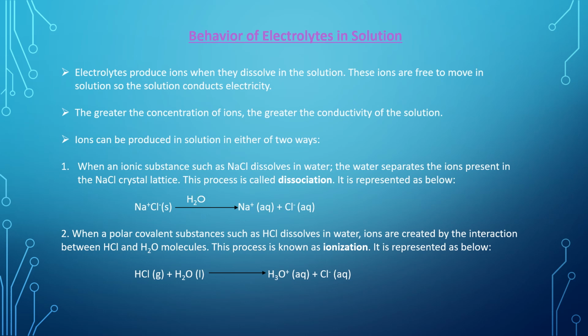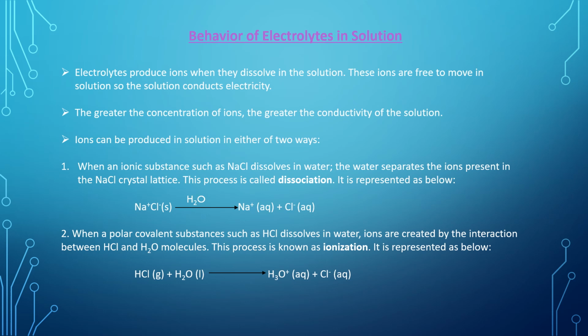Behavior of electrolytes in solution. Electrolytes produce ions when they dissolve in the solution. These ions are free to move in solution, so the solution conducts electricity. The greater the concentration of ions, the greater the conductivity of the solution.